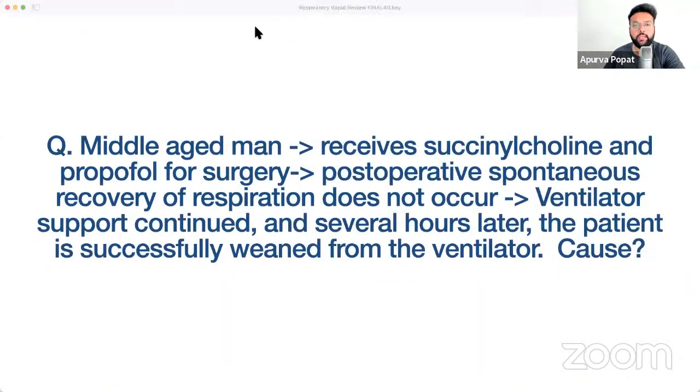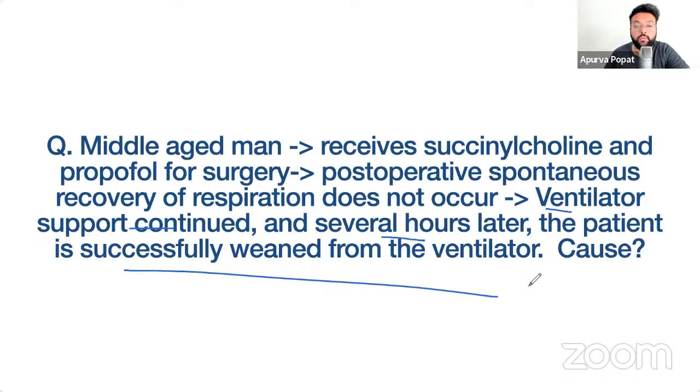A middle-aged man comes to you. He receives succinylcholine and propofol for surgery. Post-operatively, he is not recovering respiration. His ventilator support is continued, and several hours later the patient is successfully weaned from the ventilator. That means after giving succinylcholine and propofol, he does not recover spontaneously. His muscles are paralyzed, his respiration is not spontaneous, and we had to continue this patient on the ventilator. Why?